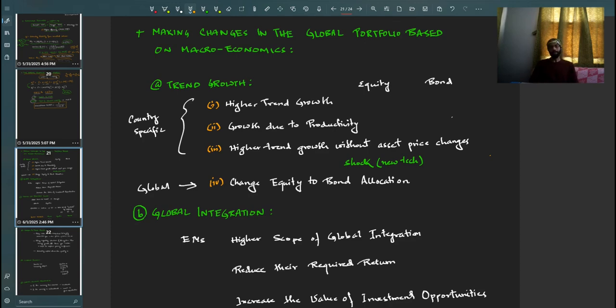So what are those factors? The first factor is trend growth. Here we are talking about trend growth both in the sense of a country or a state or a currency, and also in the global sense, right? So first let us consider, what if there is a change in the trend growth on a country specific or a currency specific basis? What to do then? When there is higher trend growth, it is very good for the equity.